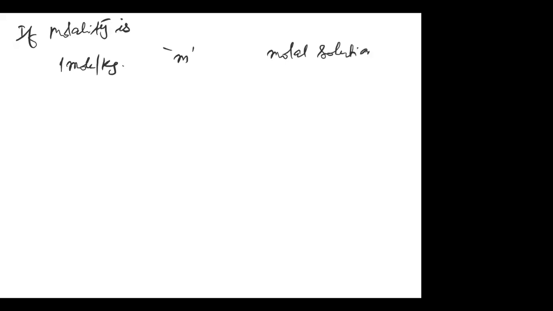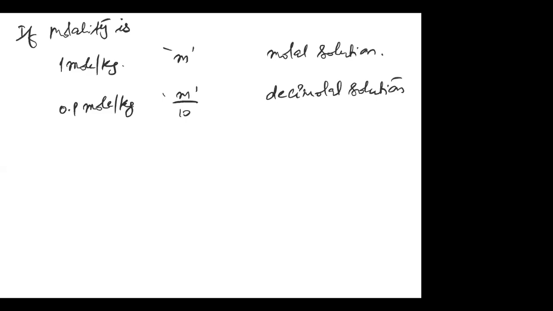Next thing related to molality only. Let's say if molality is 1 mole per kg, it can be simply represented by M solution, and you can read it as molal solution. Similarly, if it is 0.1 mole per kg, you can read it as M divided by 10, and it is decimolal solution.